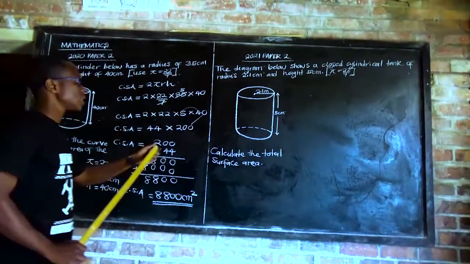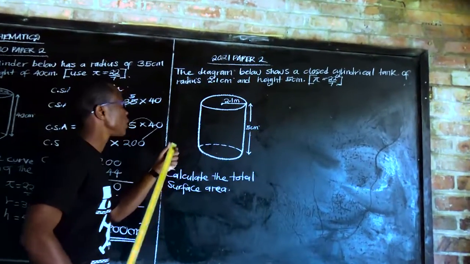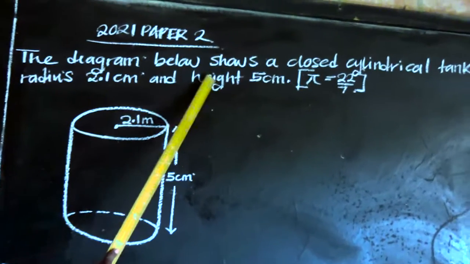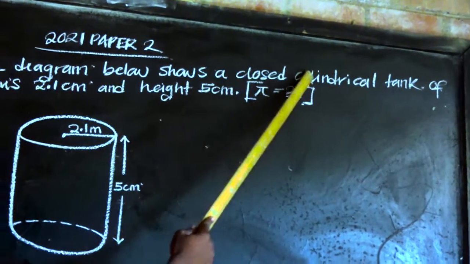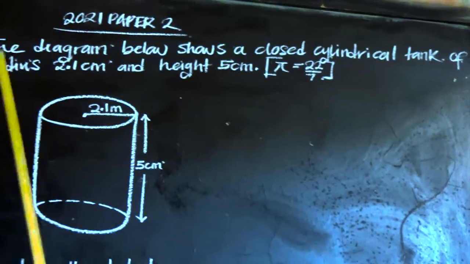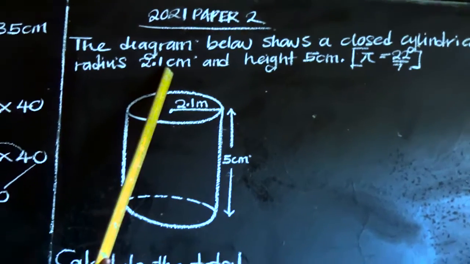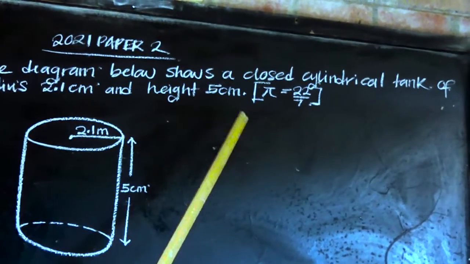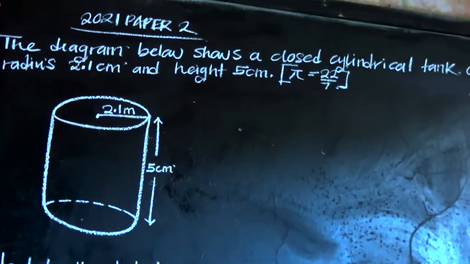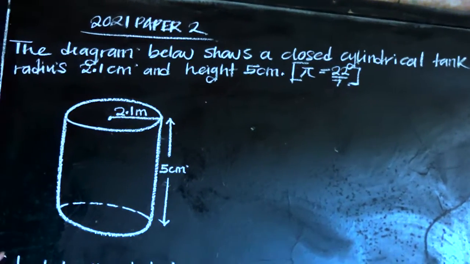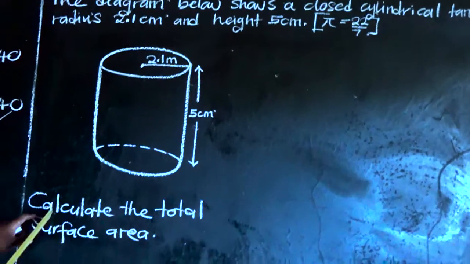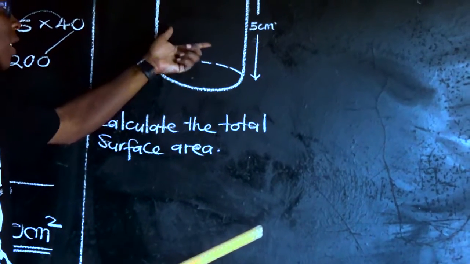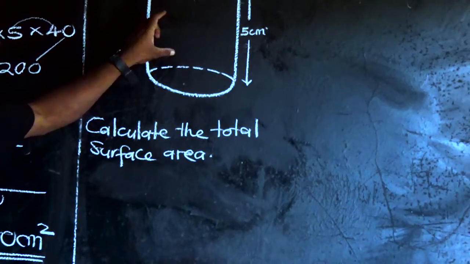So let us look at this other question from 2021 paper 2. It said the diagram below shows a closed cylindrical tank of radius 2.1 centimeters and height 5 centimeters. Take pi to be 22/7. Then you have been told to calculate the total surface area of this particular cylinder.